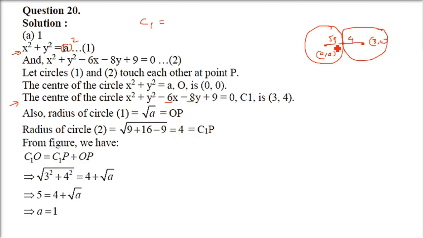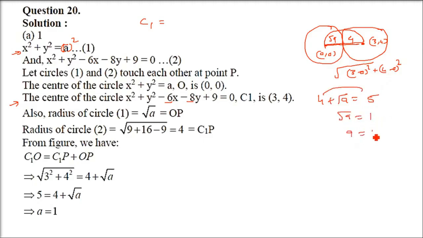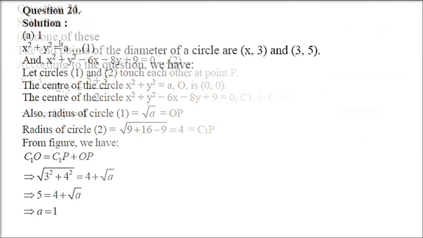So what do you get? 4 plus root a, that is radius 1 plus radius 2, equals the distance between the centers. It is root of (3 − 0)² + (4 − 0)², 9 plus 16 under root, that is 5. So take this 4 here, 5 minus 4 is 1, root a is 1, so a will be 1. A is the option here.